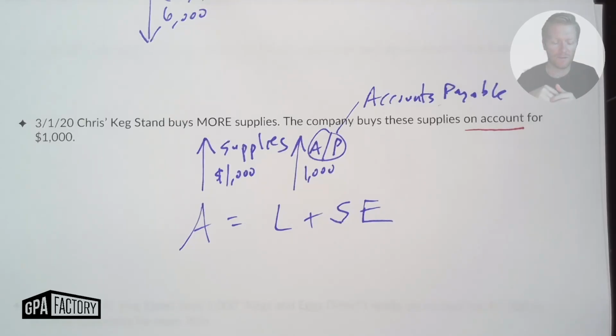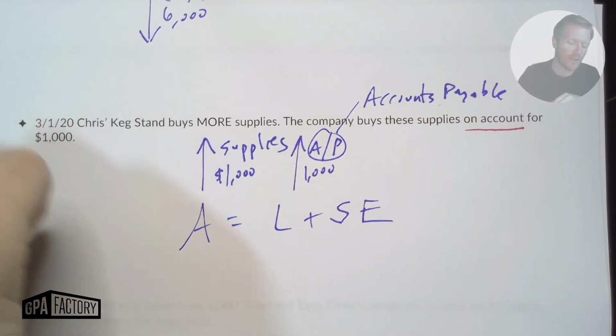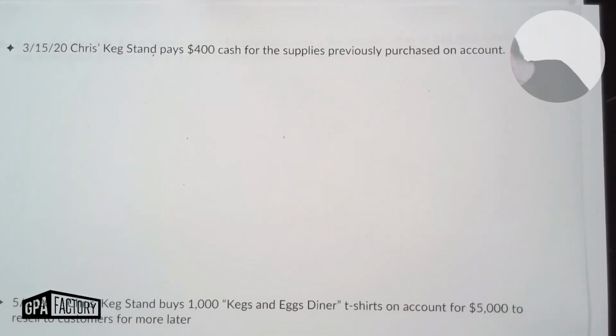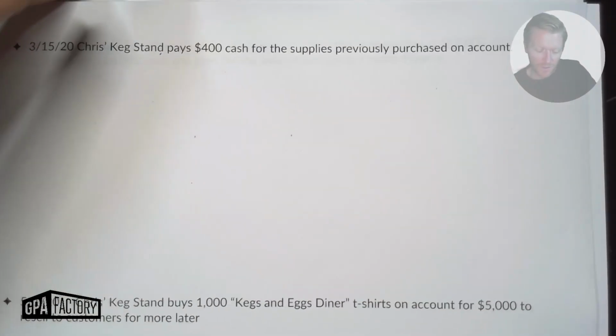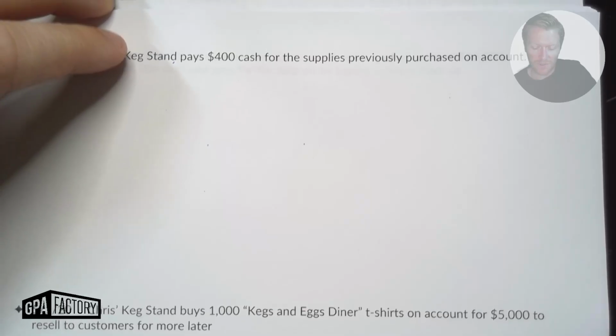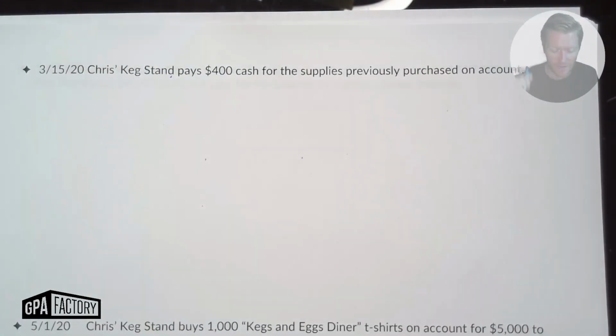Think about the perspective of who is doing, what entity is doing the purchasing, because all of that stuff is going to be very important. All right, that is enough of my spiel. Let's keep moving. We've got pay $400 cash for the supplies previously purchased on account.